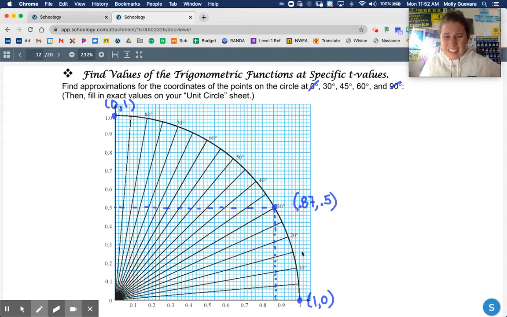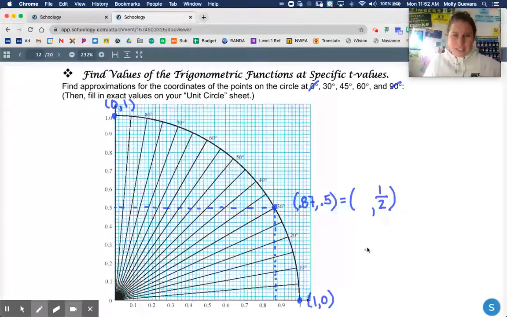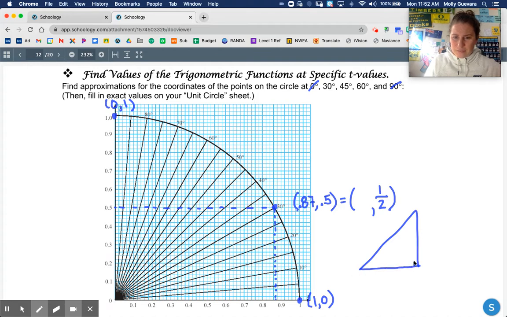I don't really like the idea of 0.87. So we're going to find out what that exact value is. I know that the exact value of 0.5 is 1/2, so that's easy. But I want to find out what that is. The easiest way to do that is to draw a right triangle. Here's my right triangle drawn, where this is 30 degrees. I know that the radius of the circle is 1. So that's 1. And I know that this value right here is 1/2.